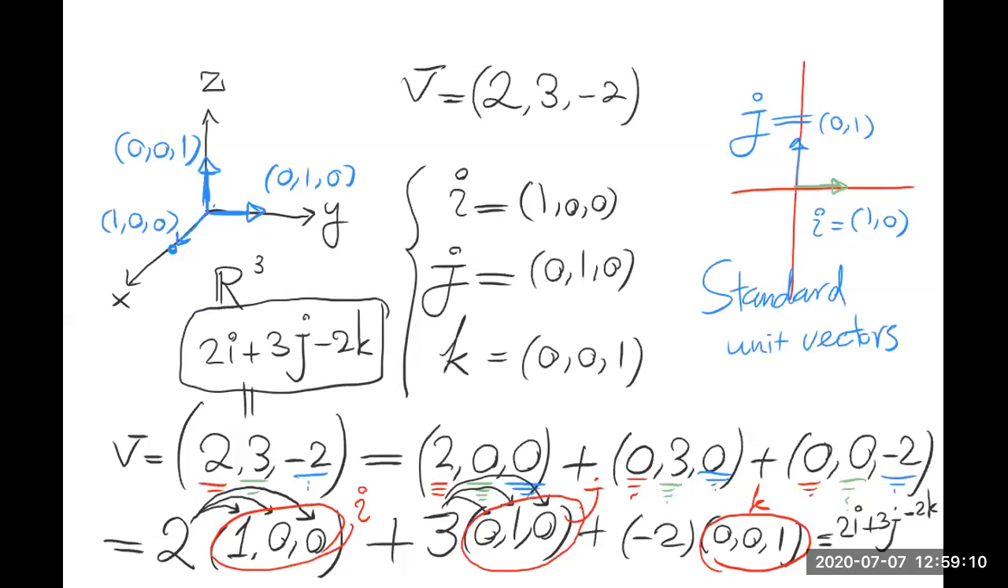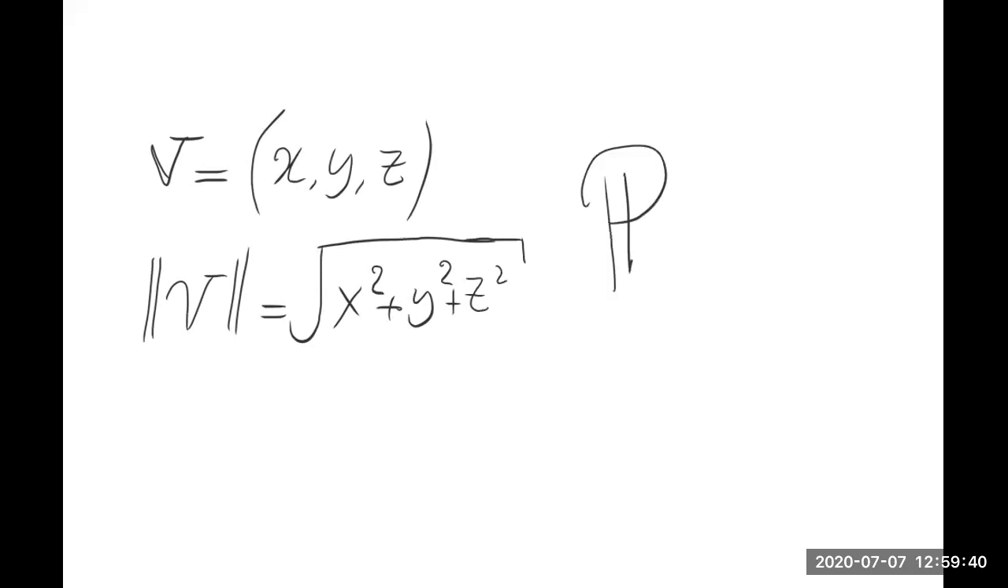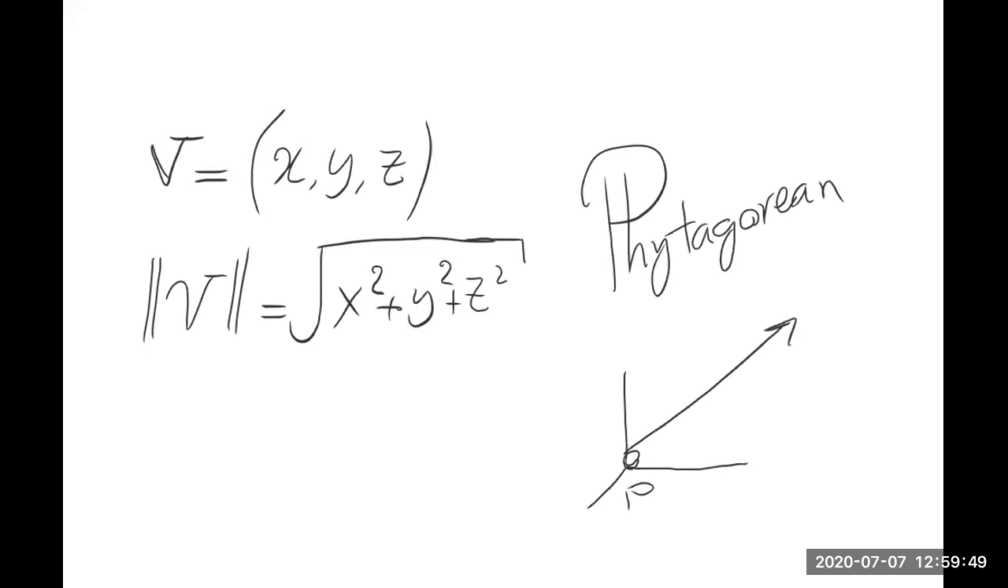And this is very similar to what we saw before. If I have a vector V in three-dimensional space, it has 3 coordinates, x, y, z. The length of this vector V is defined to be the square root of x squared plus y squared plus z squared. That's completely similar to the two-dimensional case. It is again the Pythagorean theorem. The length of a vector in three-dimensional space, if it connects P to Q, is again the distance between P and Q.